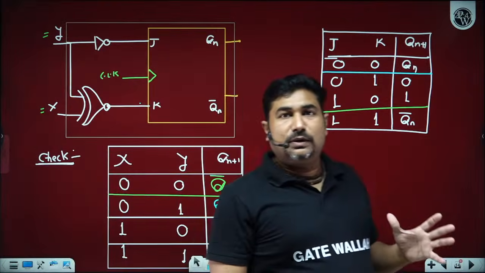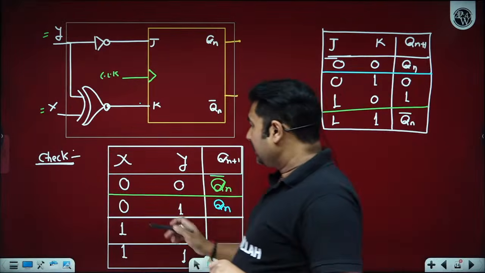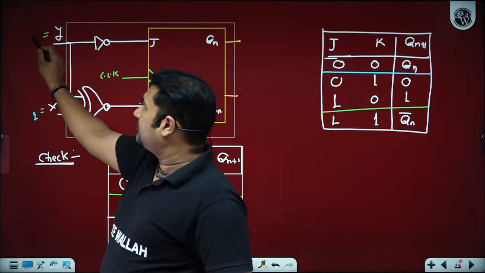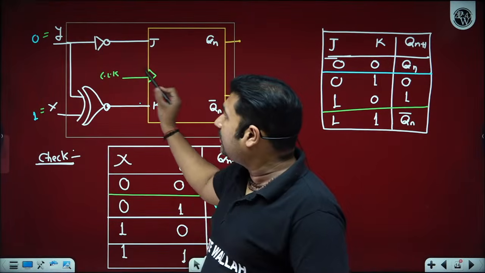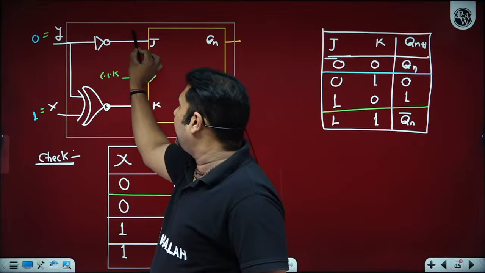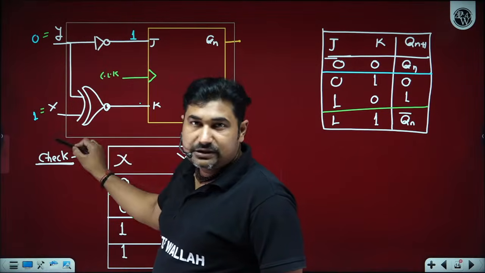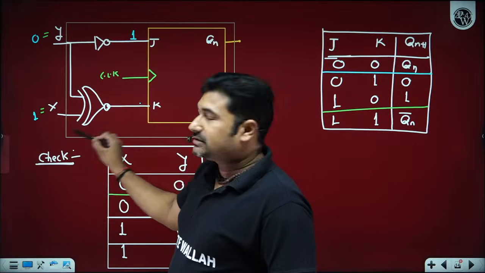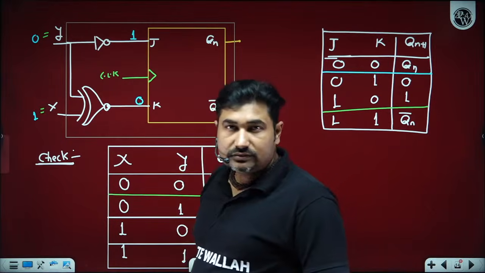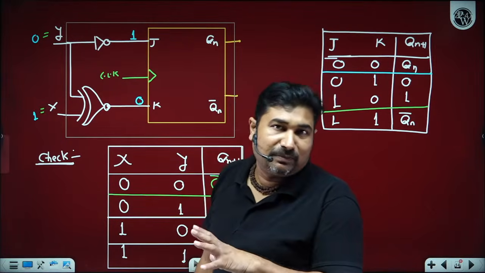Before applying clock pulse, first find input to the flip-flop. X is equal to 1, Y is equal to 0. So what is the input to the flip-flop? This NOT gate will give 1 here, and this XNOR gate will give 0. Now we know about the inputs to the flip-flop.